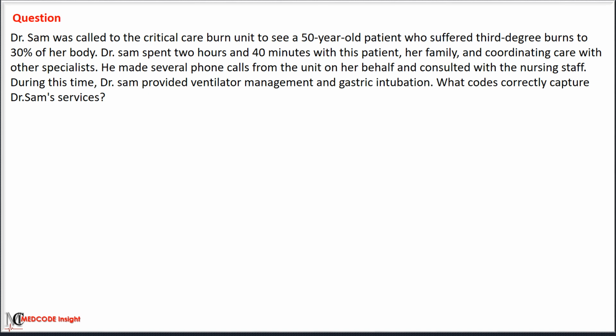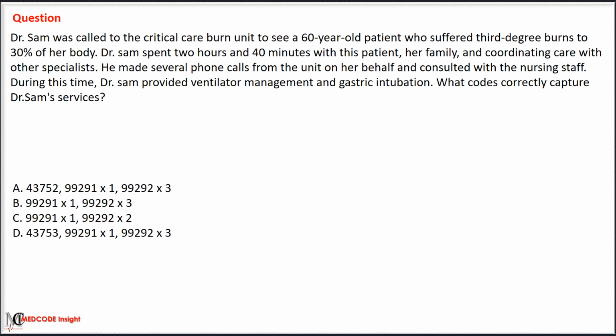Dr. Sam was called to the critical care burn unit to see a 50-year-old patient who suffered third-degree burns to 30% of her body. Dr. Sam spent 2 hours and 40 minutes with this patient, her family, and coordinating care with other specialists. He made several phone calls from the unit on her behalf and consulted with the nursing staff. During this time, Dr. Sam provided ventilator management and gastric intubation. What code correctly captures Dr. Sam's services?